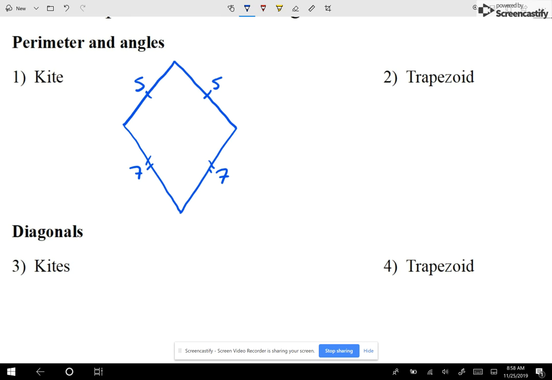I can ask you for the perimeter. Basically, you're going to add all the sides. In this case, you should get 24, right? If you add 5 plus 5 plus 7 plus 7. So that's on the perimeter. And then when it comes to angles, these two angles on the side are equal, but the one on the top and bottom are not.